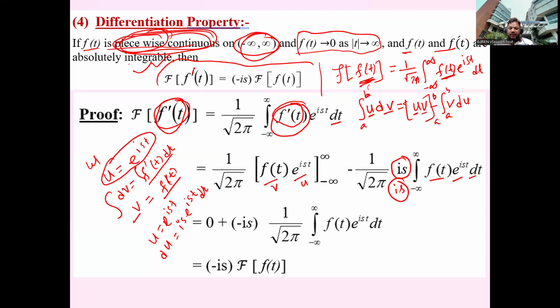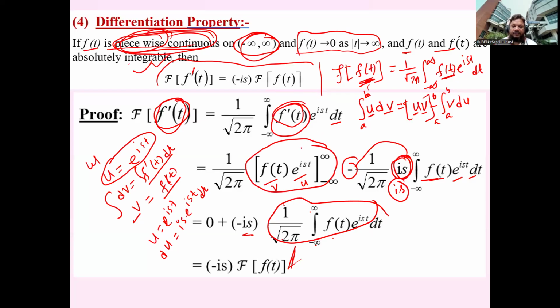Okay, so now is the constant term, so we can take it on the left-hand side of the integration, and that's what we write here. So I is... there is a negative sign, so you get minus is, and 1 by root 2 pi, integral from negative infinity to positive infinity, f(t) e to the power ist dt. You see, this one is the definition of Fourier transform. So you have a question, how will it be zero, right?